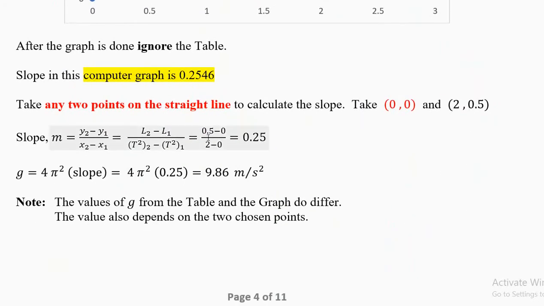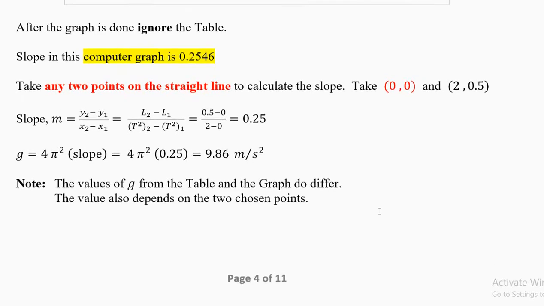Now calculate this. 0.5 minus 0, y2 minus y1 divided by x2 minus x1. 0.5 divided by 2 is 0.25. If you want, you can write one more step here. Now how much is G? G is 4 pi square times slope. Slope is 0.25. Do this calculation, you'll get exactly 9.86 meters per second square.